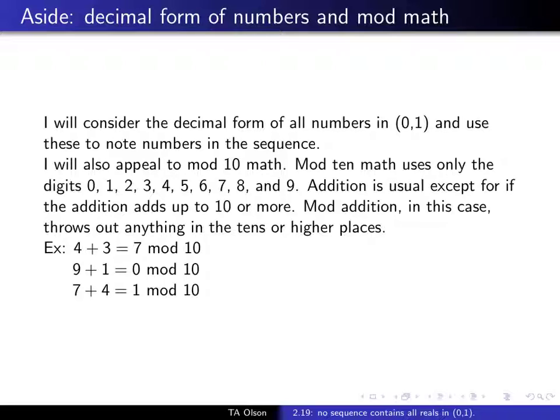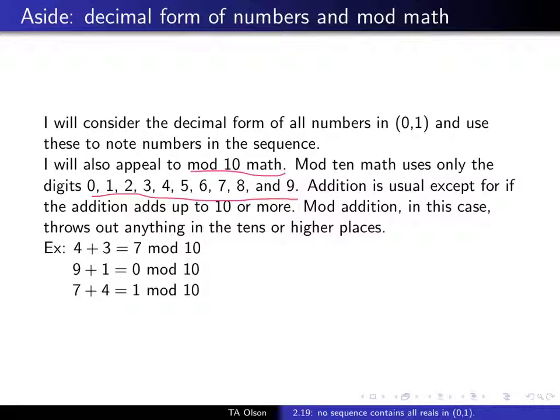So we're going to look at the decimal form of all the numbers in 0, 1. This is the most straightforward way of doing it. All the rationals are either terminating decimals, there's 0 after some point, or they repeat. All the irrationals are ones that neither terminate nor repeat. And I'm also going to use mod math, mod 10 in particular.